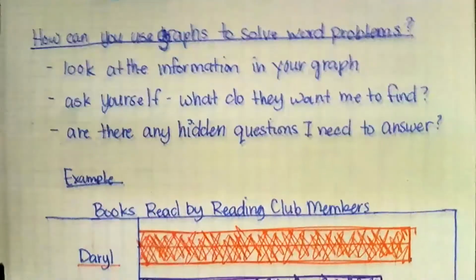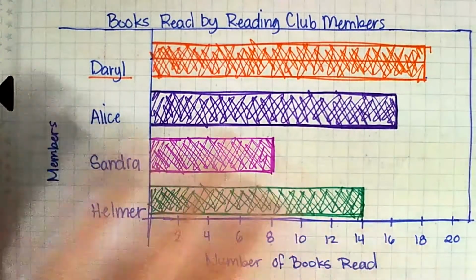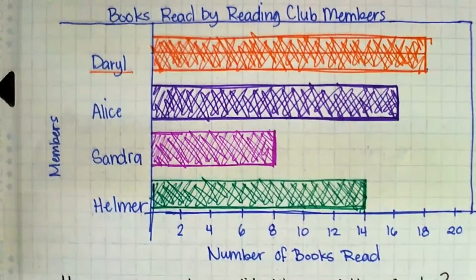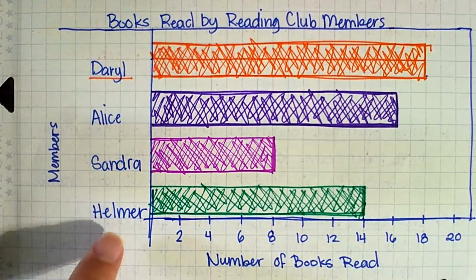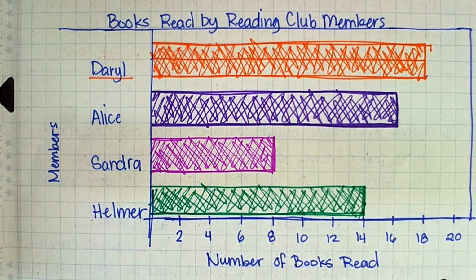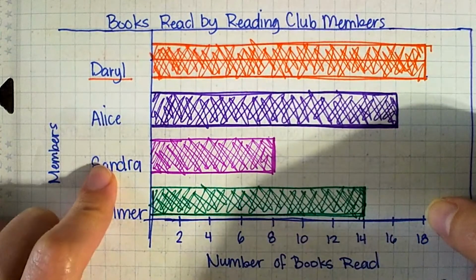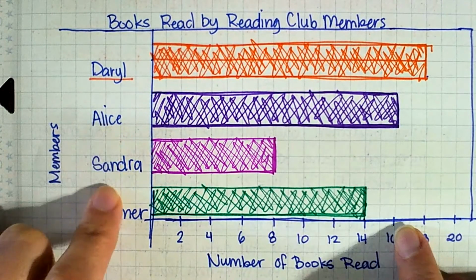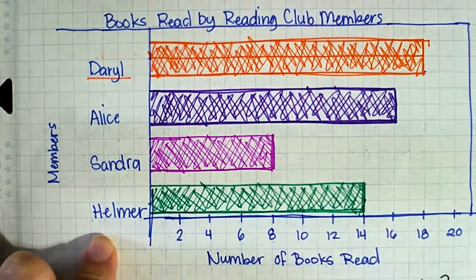So I gave you an example of books read by reading club members. Now, yes, you can see that our graph is turned sideways this time, and that's okay, as long as we still have all of the parts of our graph that we need to have. I have the title, I have the categories, which are the members, the people, and I have the number of books read, and I'm skip counting by twos. So I can see over here that Daryl read up to the 18 line. So Daryl read 18 books, Alice read 16 books, Sandra read 8 books, and Helmer read 14 books.